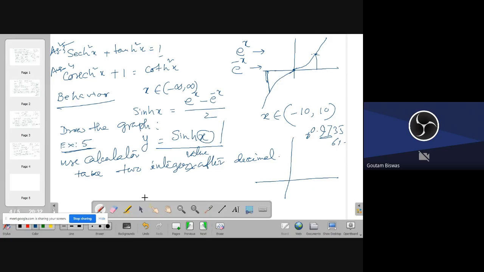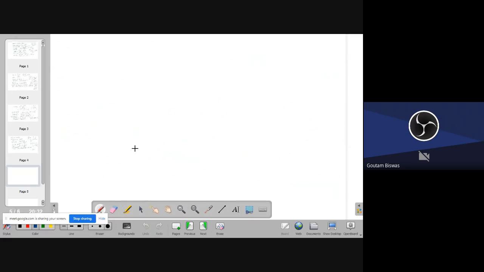Now I want to proceed with something more here, the inverse circular functions. Inverse functions are like this. There exist inverse functions also. Say sinh inverse x, cosh inverse x, then tanh inverse x.